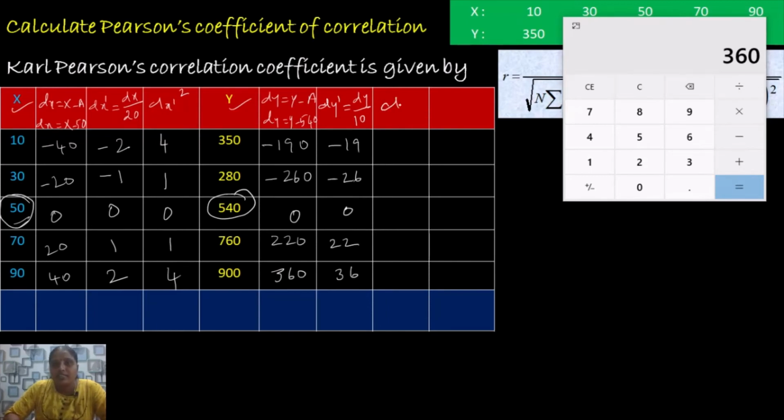Next we have to take the square value, dy dash square. Squaring 19 square is 361, and 26 square is 676, 0 square is 0, 22 square is 484 and 36 square is 1296.